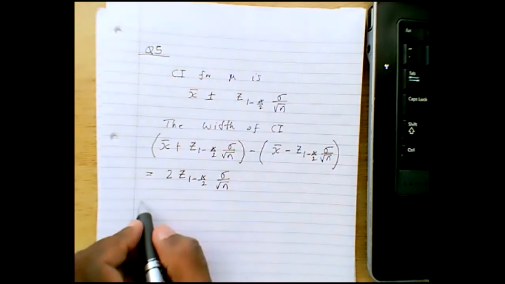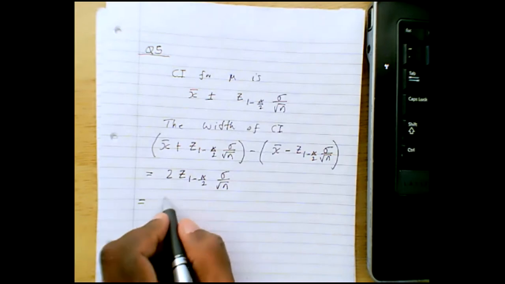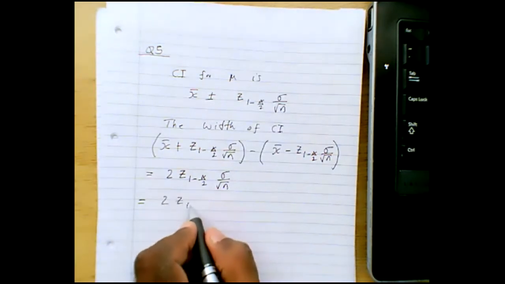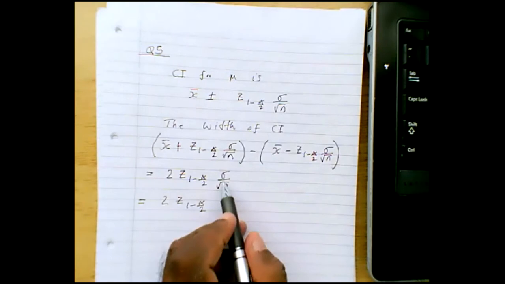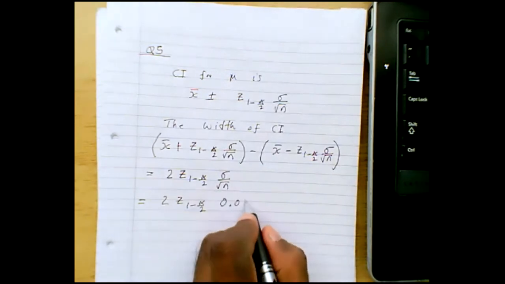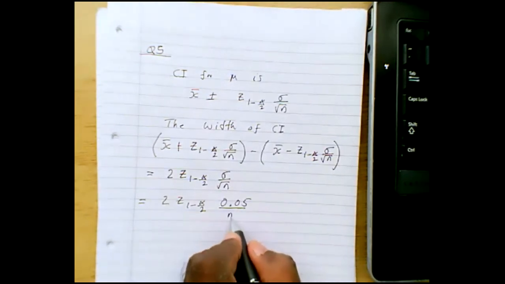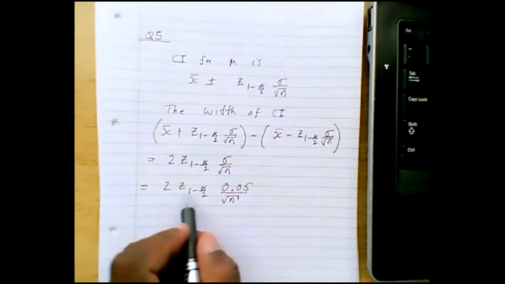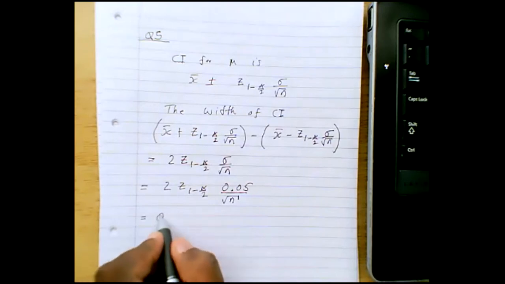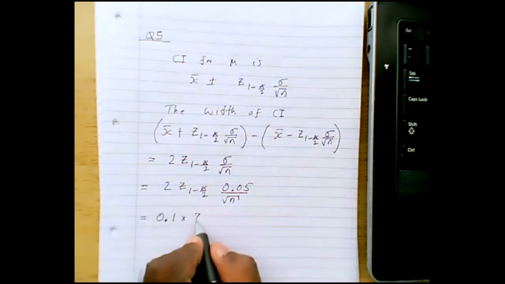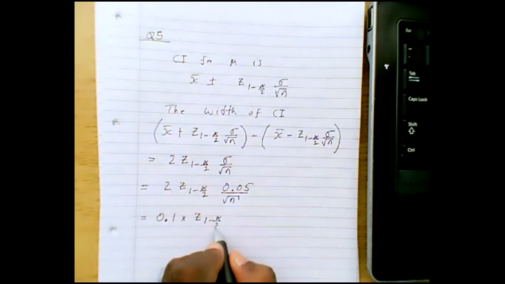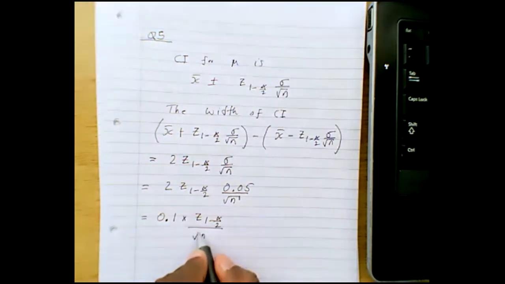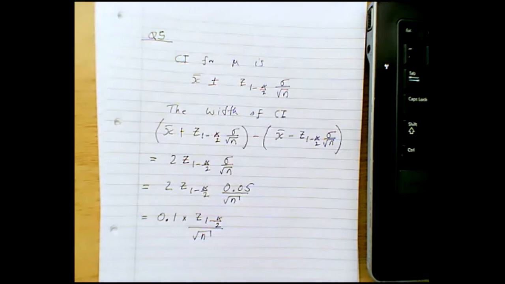Now we are told that sigma is 0.05. So this becomes 2 times 0.05, which is 0.1, times z 1 minus alpha by 2 divided by the square root of n, right? And this is the width of the confidence interval.